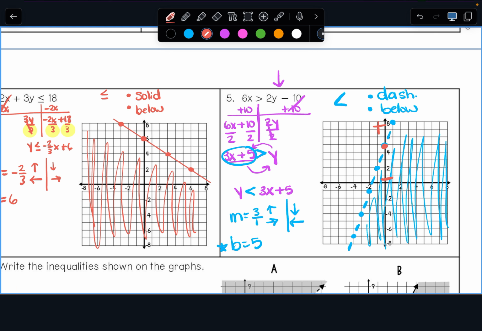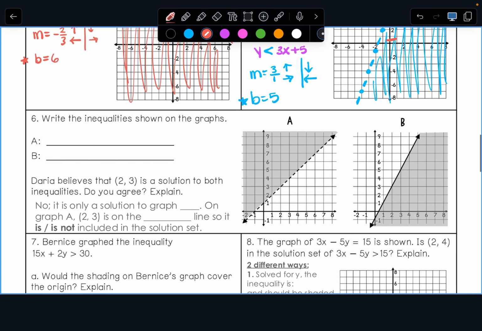Number 6. Here, we're working backwards. They're giving you the graph. They want you to write the equation or the inequality for it, okay? Where I would start is using my shaded area and my lines. So this one, is it shaded above or below? Above. Is it solid or dashed? So what inequality would we use for that? Greater than. Would it be equal to? No, because it's dashed, okay?